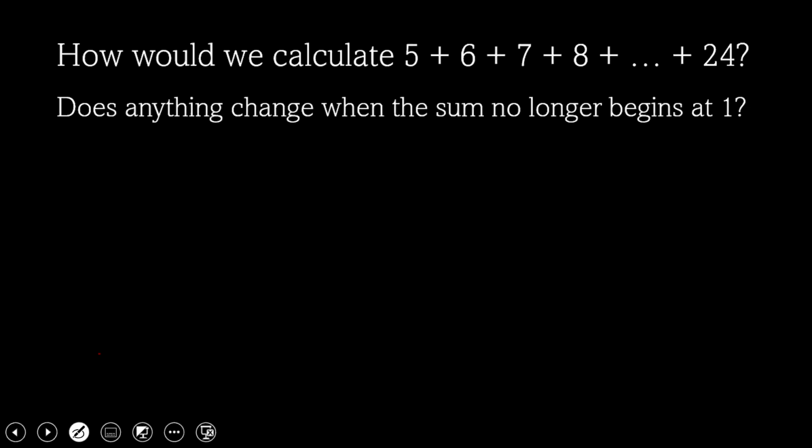How would you calculate 5 plus 6 plus 7 plus 8 all the way up to 24? This last slide, I told you how to figure out how many terms, but I didn't tell you how to calculate it. So kind of the question that I already somewhat answered, does anything change when the sum no longer begins at 1? Yes, it does. We can't use our fancy formula.